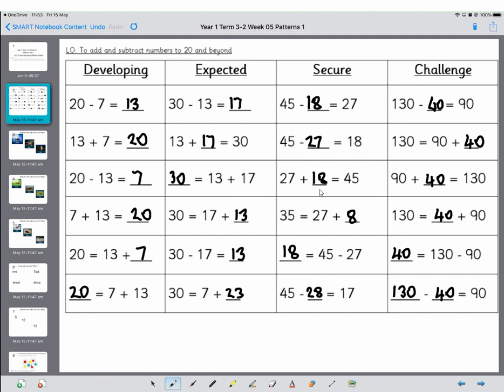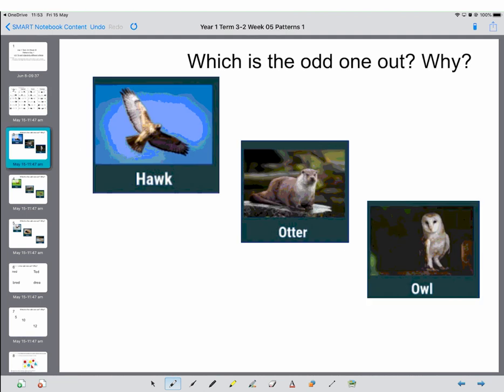Okay, so well done year 1, and now we're moving on to the main part of the lesson. Have a look at these pictures. Which one's the odd one out, do you think? And try to tell your grown-up why.